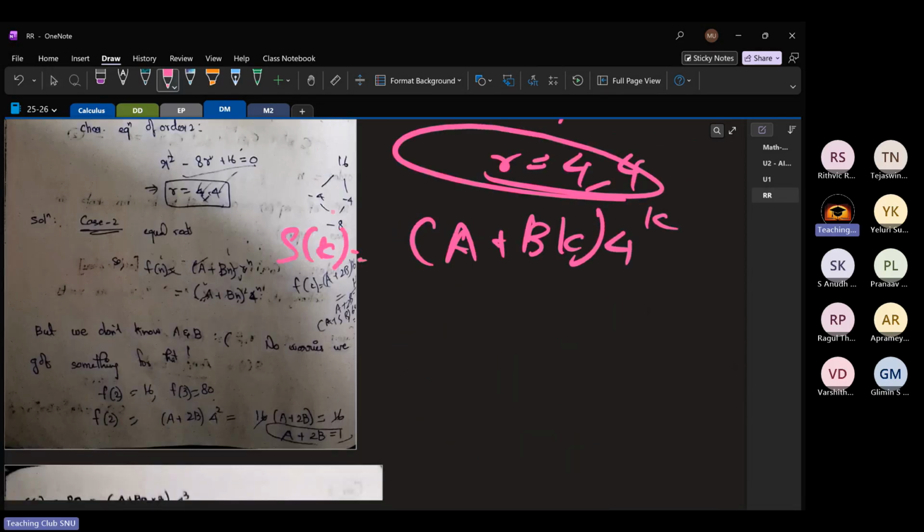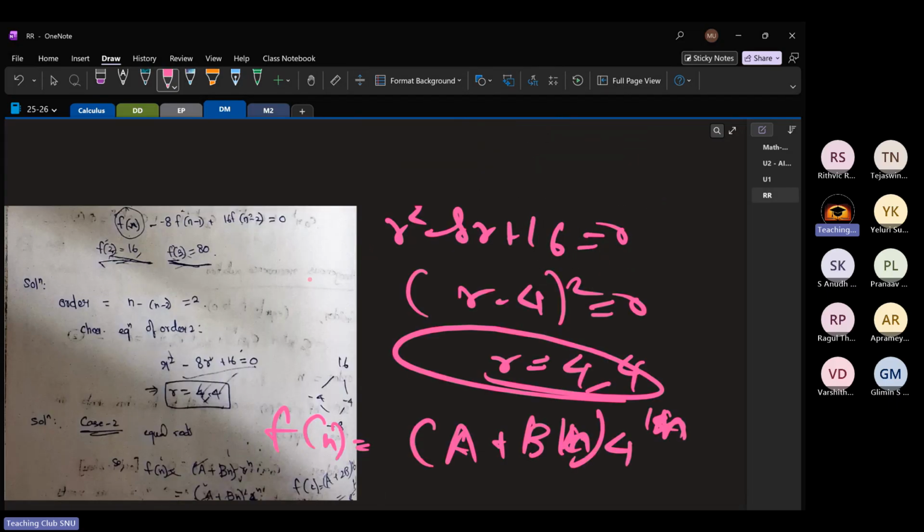Okay. In this case, f of n. So let's make everything in terms of f of n. So f of n is equal to (a plus bn) into 4 power n. Great. Now you are given the initial conditions: f of 2 is equal to 16 and f of 3 is equal to 80.